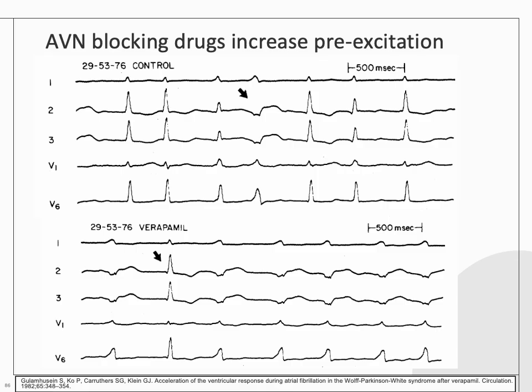It is important to point out that AV node blocking drugs such as beta blockers or cardioselective calcium channel blockers like verapamil or diltiazem can impede the AV node but leave the accessory pathway untouched, which increases pre-excitation. Here's an example of somebody given a calcium channel blocker, which blocks the AV node, in this case verapamil, showing more pre-excitation, more delta waves after the drug than before the drug. And so alone, these should be avoided.